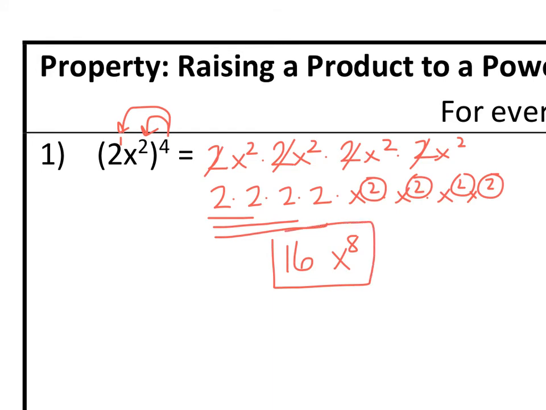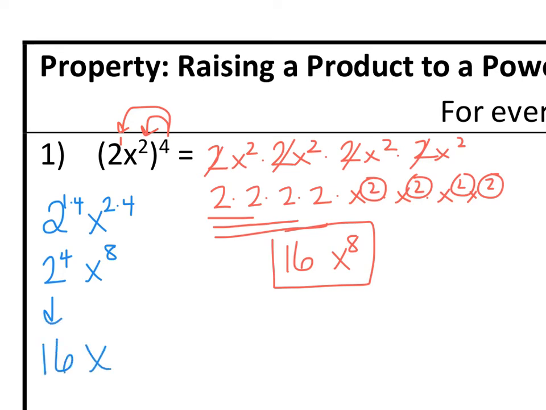So how can we do this with the shortcut? Well, let's take a look. We're going to do the power to the power. So it's 2 to the 1 times 4, and then x to the 2 times 4. This is going to give us 2 to the 4th power and x to the 8th. 2 to the 4th power can be written as 16, and x to the 8th is just x to the 8th. So we end up with the same answer.